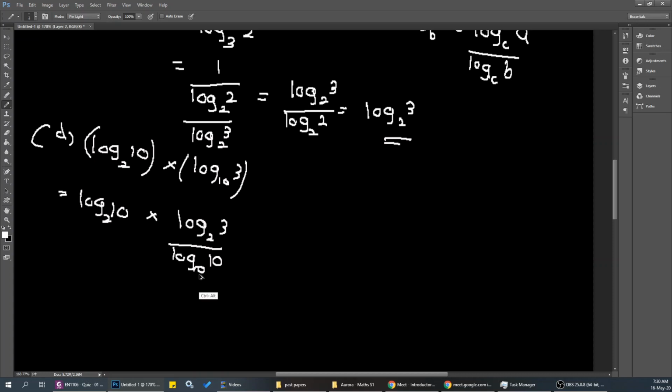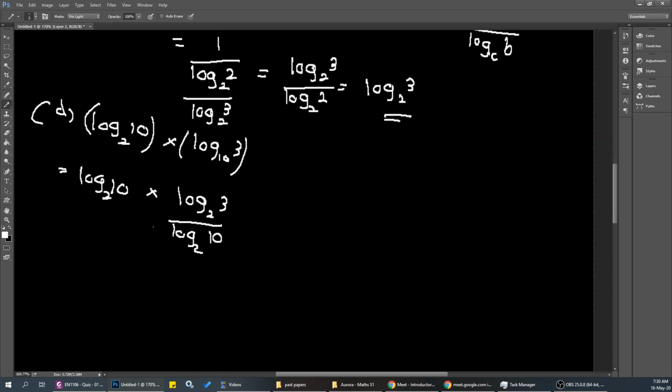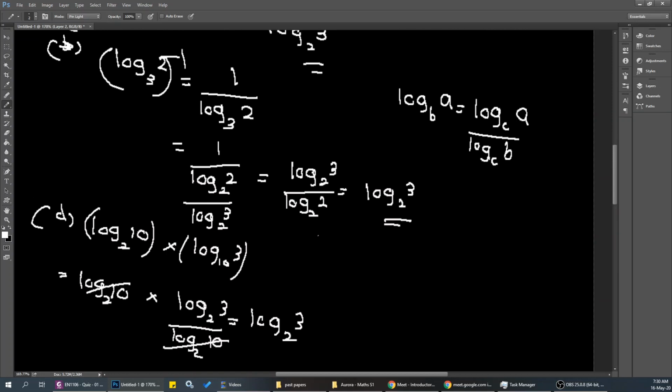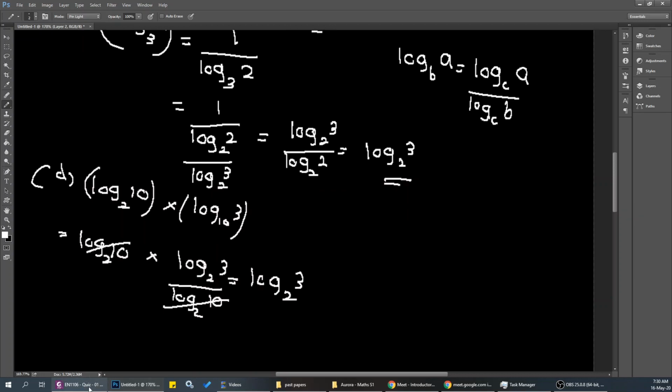I'm sorry, the base 2. Okay, this one cancels out, and again we get the answer as log of 3 to the base 2, right? So D is also an answer.